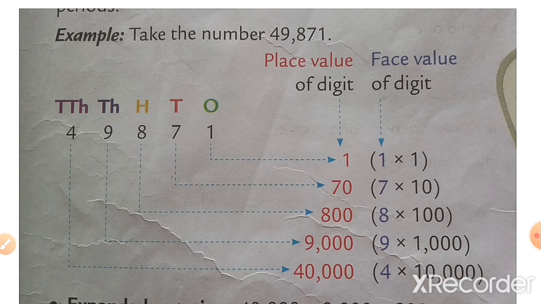Then to write the place value of 9, first write the face value. The face value is 9 and the place is thousands. So multiply 9 into 1000. You will get 9000. Then to write the place value of 4, write the face value. Face value of 4 is 4. Multiply with the place of the number, that is 10,000. 4 into 10,000, you will get 40,000.